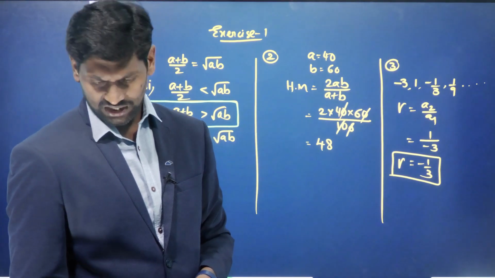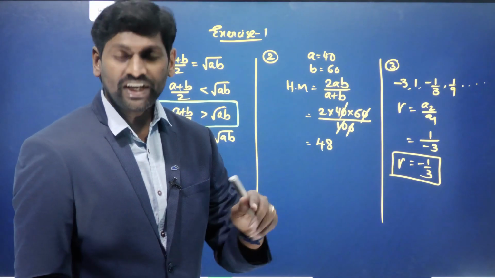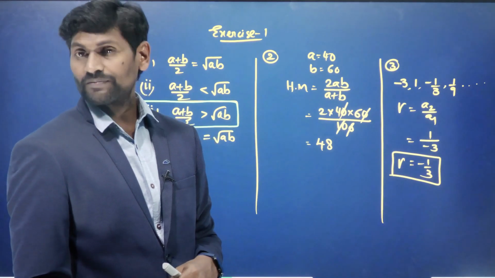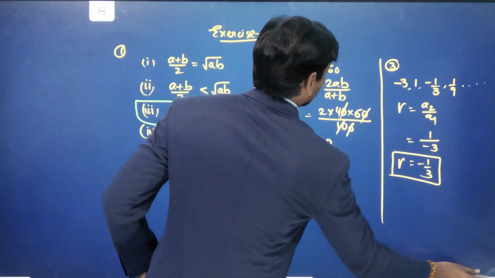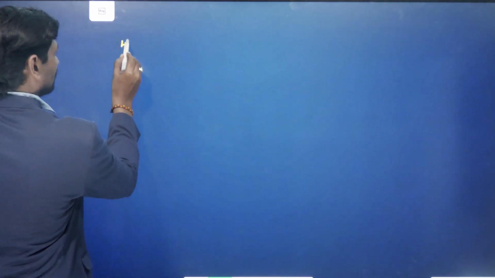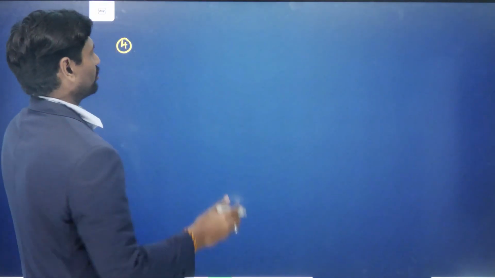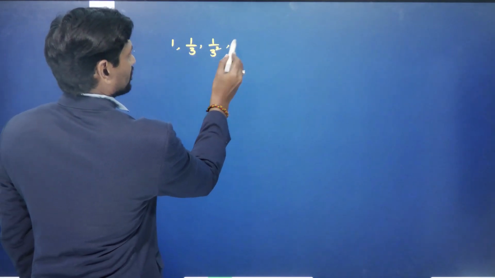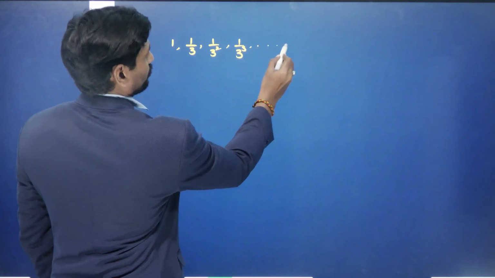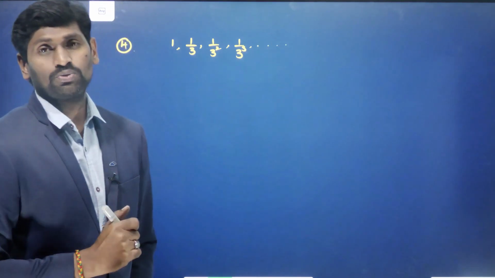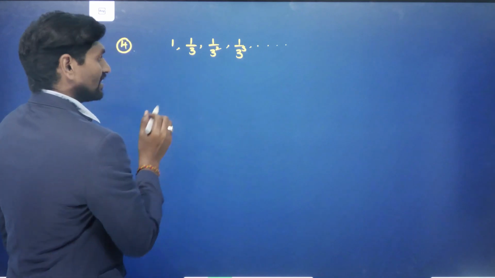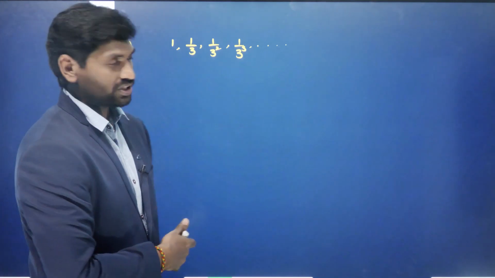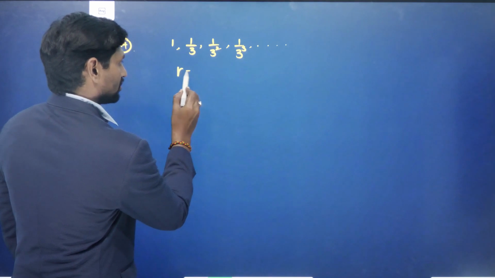So let us go to the next problem. The sum of infinite terms of the given series. Sum of infinite terms. Let us see the series, that is 1 by 3, 1 by 3 square, 1 by 3 cube and so on. While you are observing this one, the given series is in geometric progression, mostly. Let us try to check whether it is in geometric progression or not.